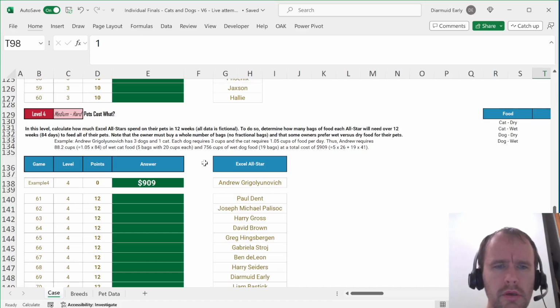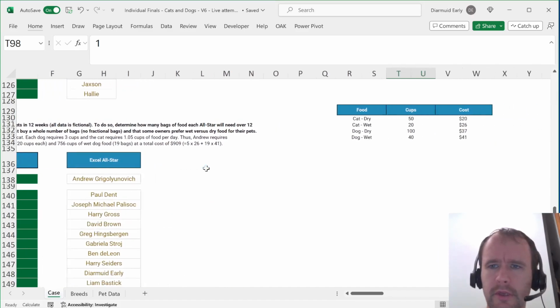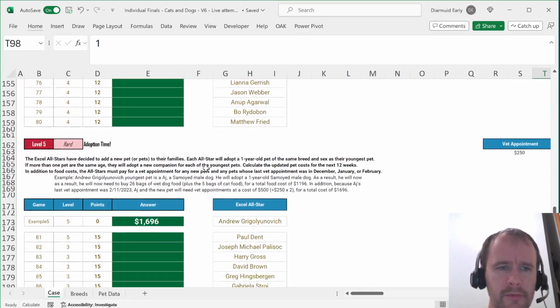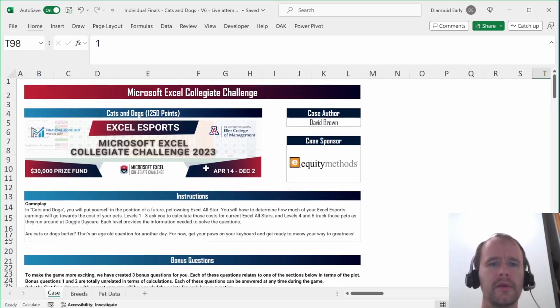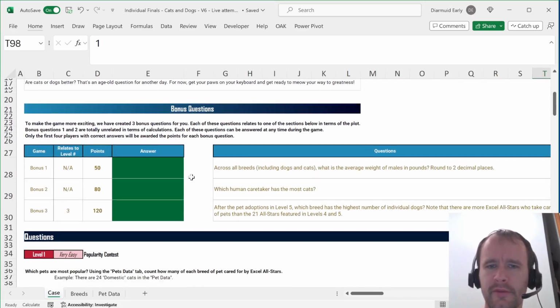5 bags of 20 cups each. Okay. There's a lot going on here, but okay. Seems fine. And then I'm not going to look at level 5 yet. Okay. So, got 10 seconds left in my 5 minutes, and then we can dive on in.